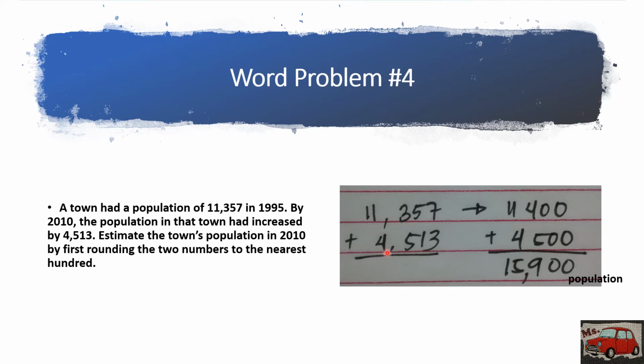Okay? The 4,513, the hundred place is 5. So, when you round it off to the nearest hundred, then therefore it will become 4,500. And then add them. Okay? So, the total number or population of that town in the year 2010 is 15,900. Okay?